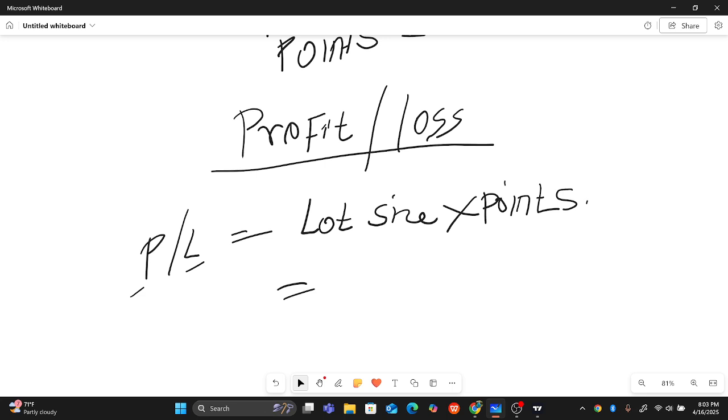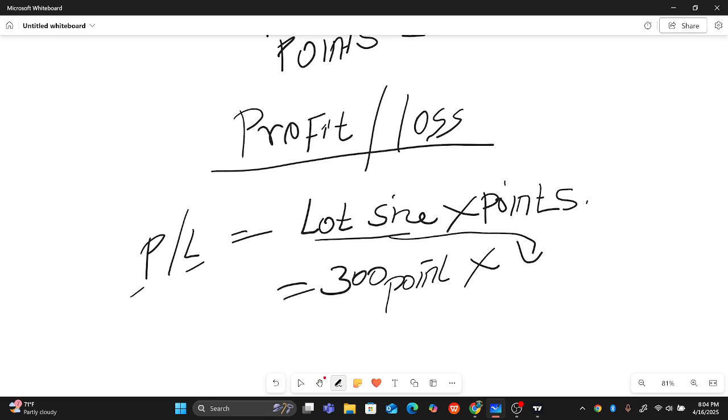For example, if you calculate and see that the market made 300 points, remember when it comes to the lot size, you can just adjust it on the market. You can put 0.01. This is called micro, because 0.01 is micro.